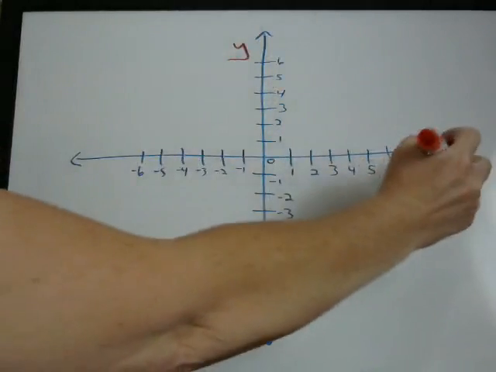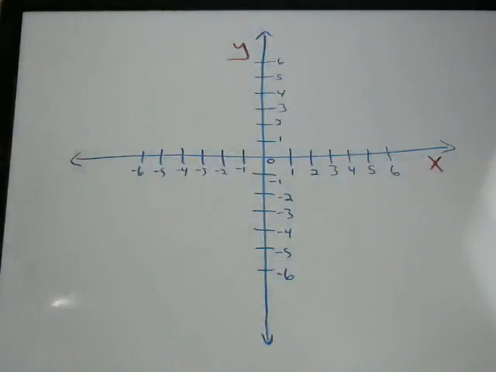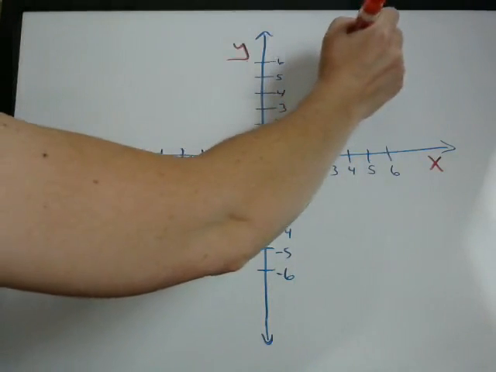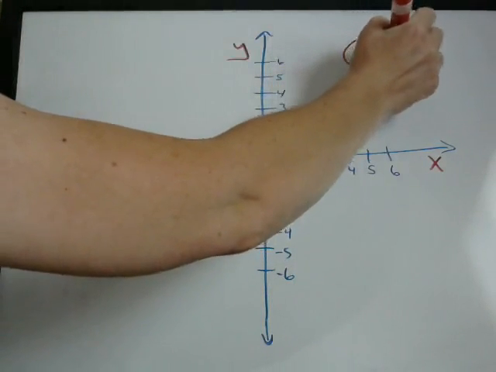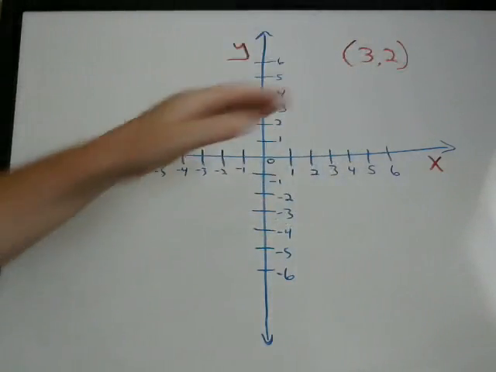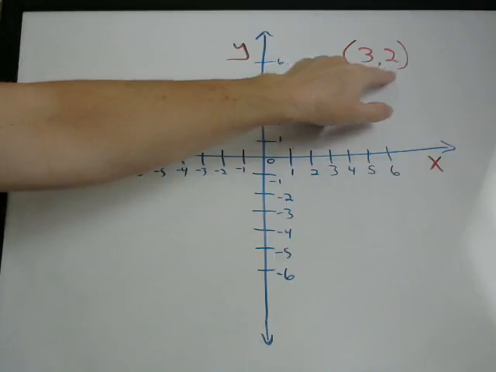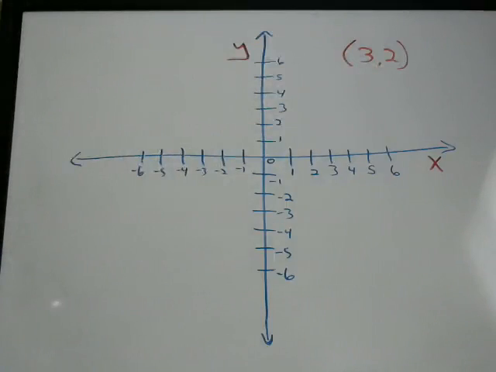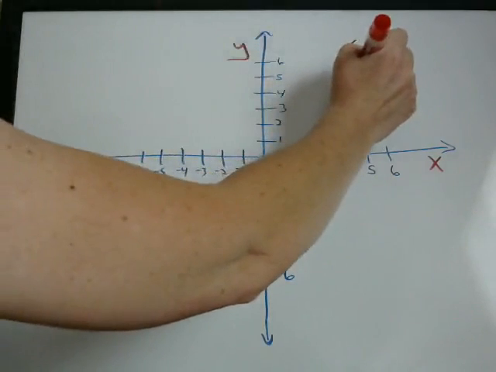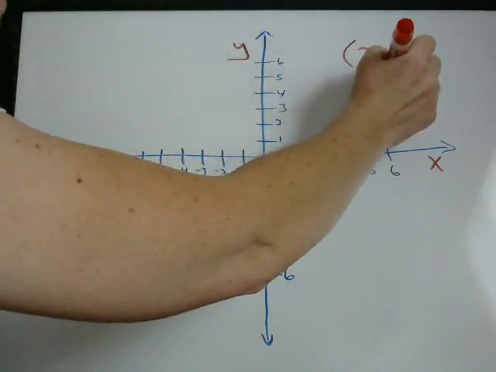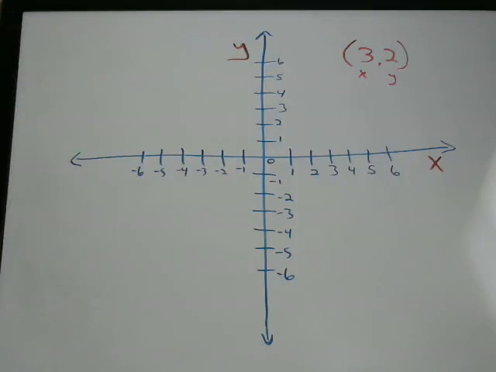The horizontal line is always the x-axis. When you're given a point, for example, 3, 2, points are always going to be written like this, in parentheses, with two numbers separated by a comma. The first number is always your x coordinate. The second number is always the y coordinate. So you have your x and your y.